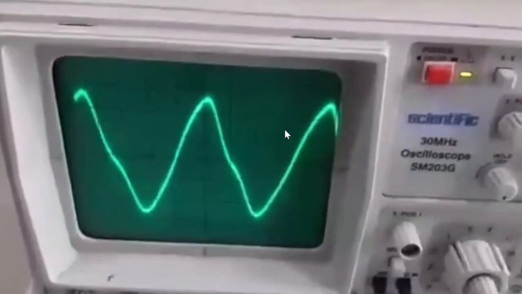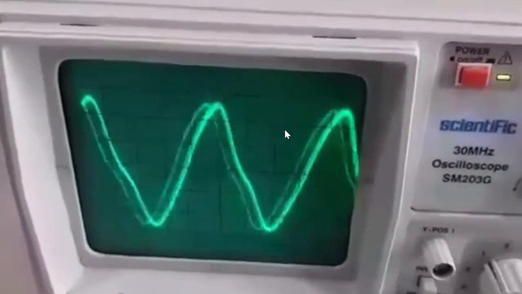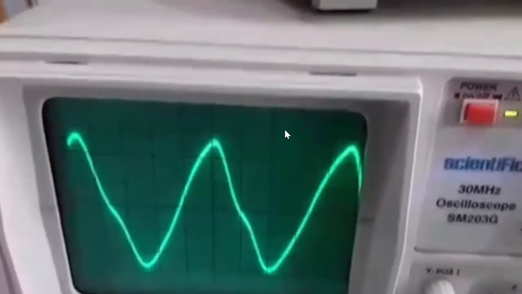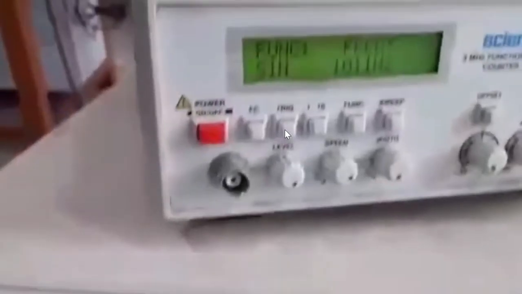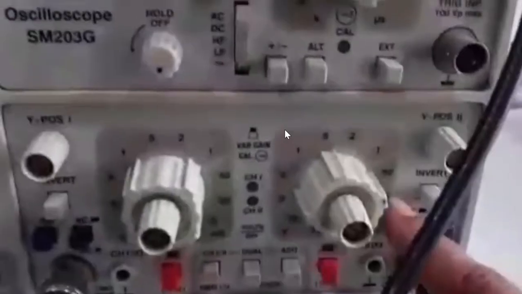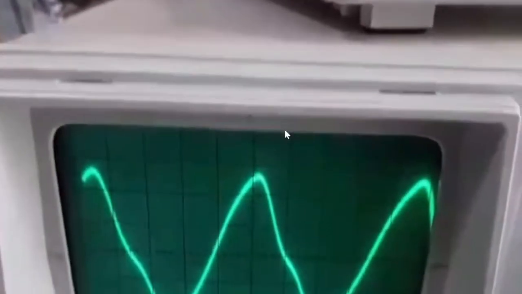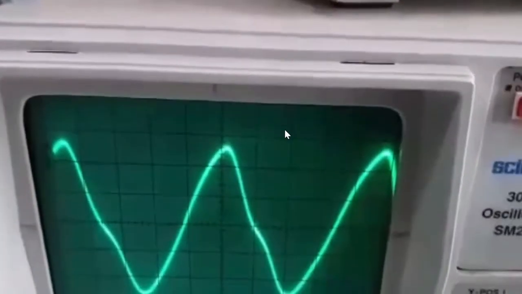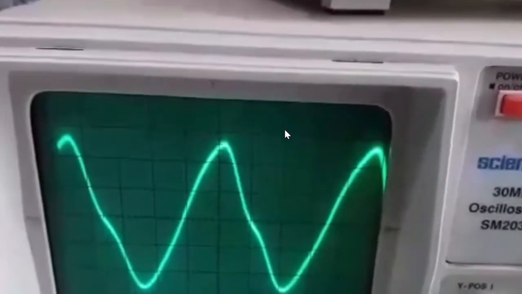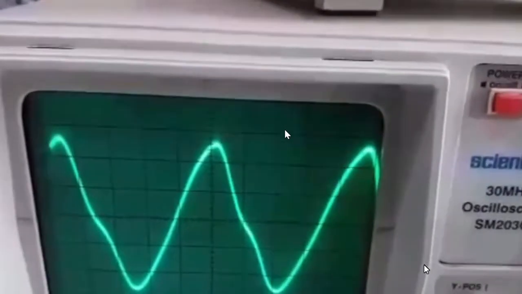So this is our demodulated output, whose frequency will be 1 kilohertz. That will be the same as the message signal frequency, and the amplitude may be less. Amplitude is around some millivolt range, but the frequency should be the same as the message signal. This is our demodulated output.